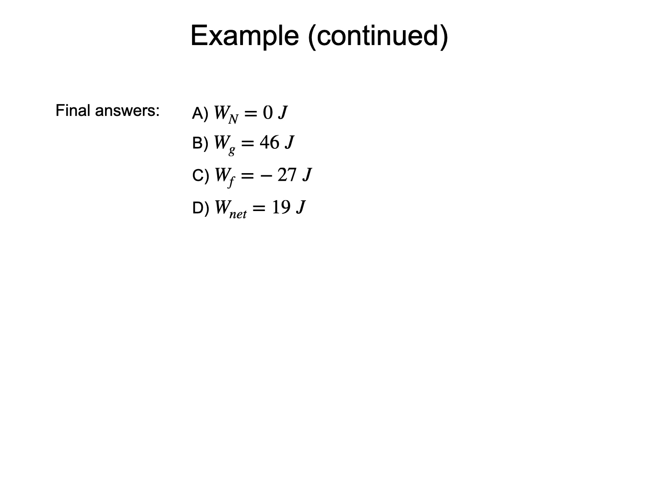Now, in order to finish this problem properly, let us summarize our final answers. We evaluated the work done by the normal force, the work done by the gravitational force, the work done by the kinetic friction force, the net work, the kinetic energy at the bottom of the incline, and the speed at the bottom of the incline.